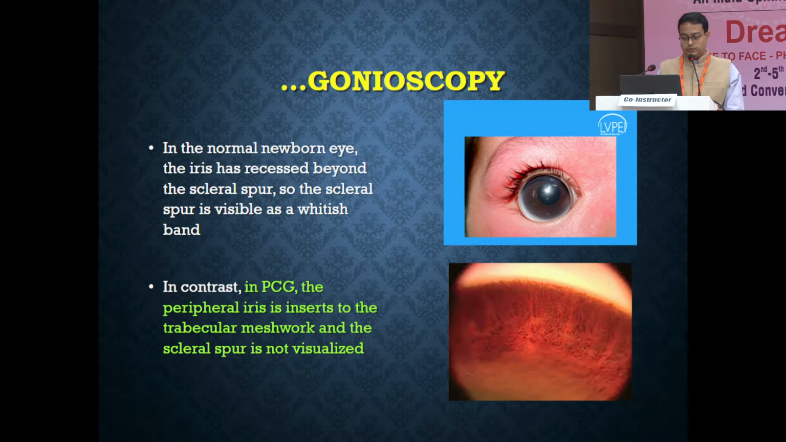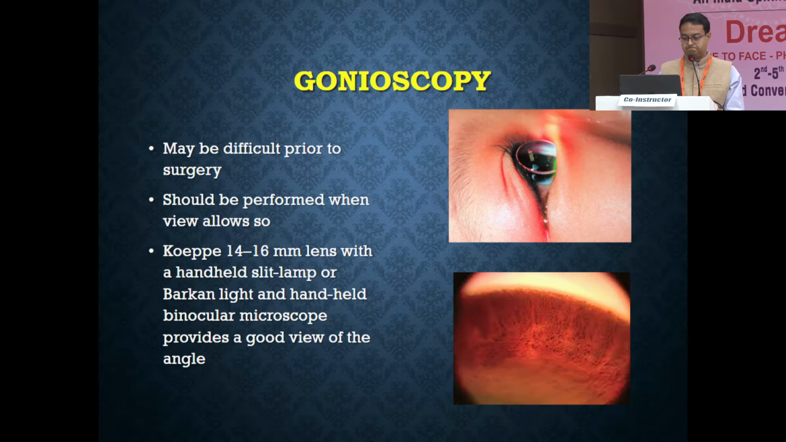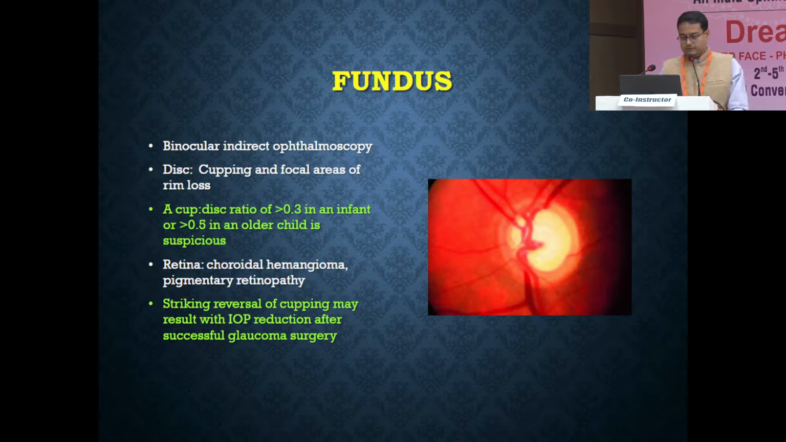Now, gonioscopy. In the normal newborn eye, the iris has recessed beyond the scleral spur, so the scleral spur is visible as a whitish band. In contrast, in primary congenital glaucoma, the characteristic finding will be that the peripheral iris inserts into the trabecular meshwork and the scleral spur is not visualized. Then we come to the fundus. So we look at the fundus, not only the optic disc, but the peripheral retina also for some of the other differential diagnoses. And a cup-disc ratio of more than 0.3 in an infant or about 0.5 in older children will be considered as suspicious.